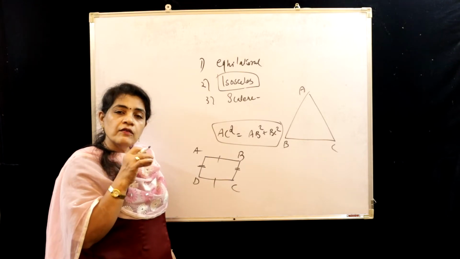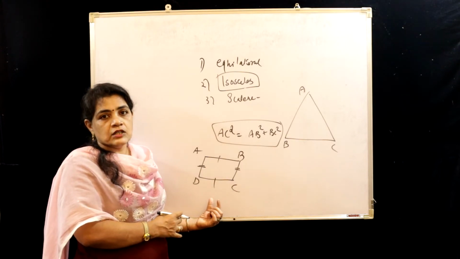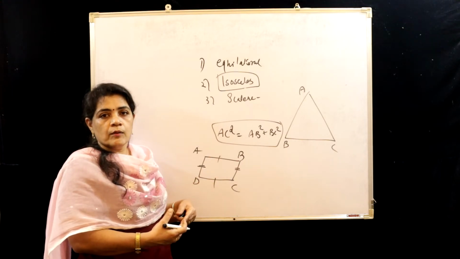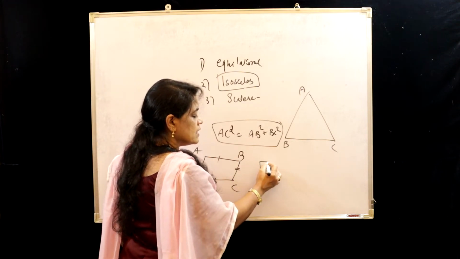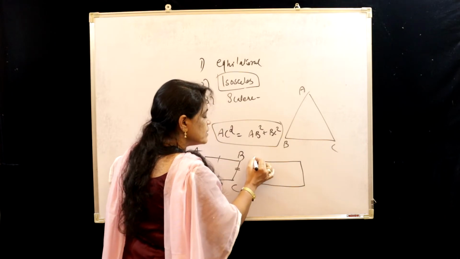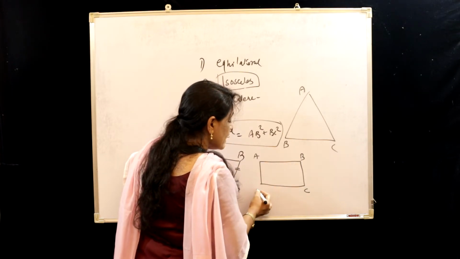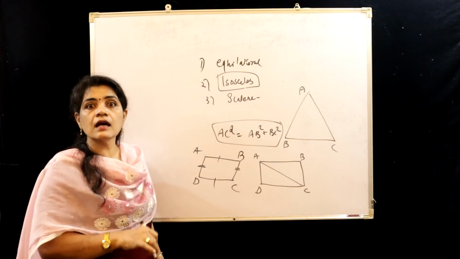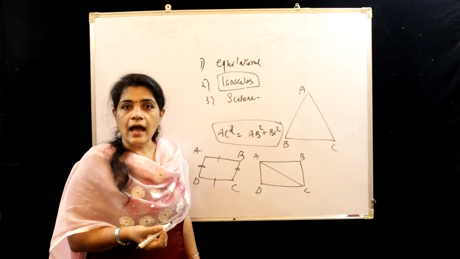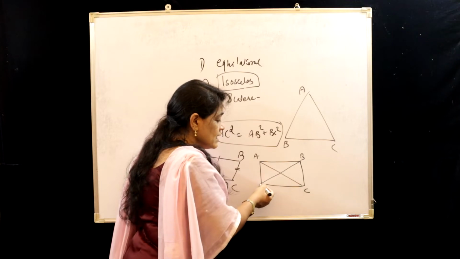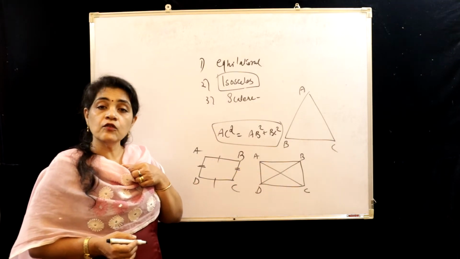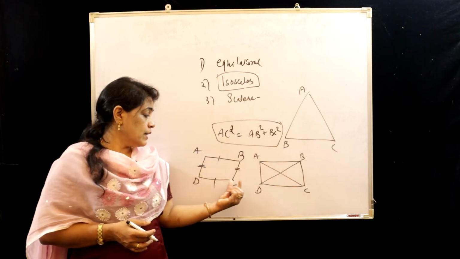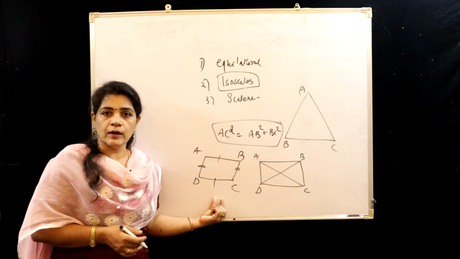But in a rectangle also, opposite sides are equal. So what is the difference between a parallelogram and a rectangle? A rectangle has an additional property, and for that you have to find its diagonals. The opposite sides are equal, and the diagonals are also equal. You find AC and BD using the distance formula. If both are equal, you can say that it will form a rectangle. If the diagonals are unequal, it will form a parallelogram.